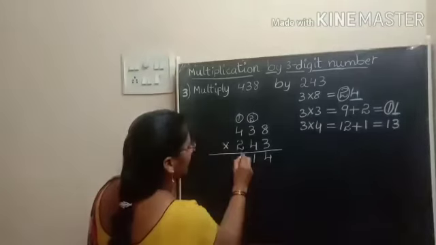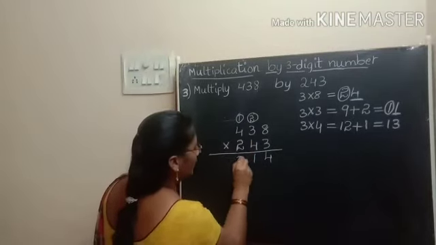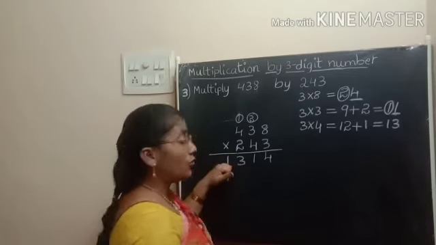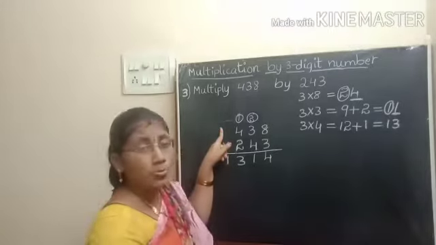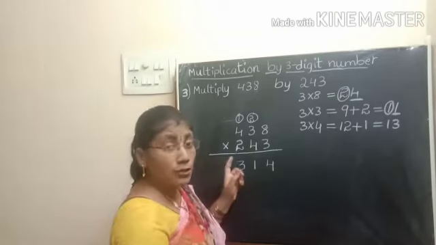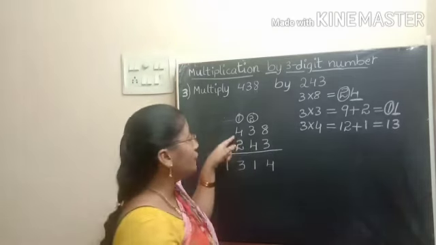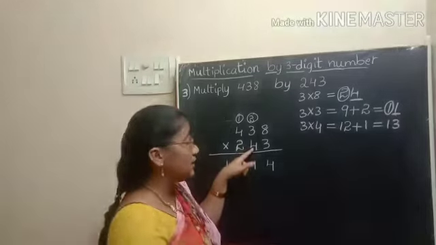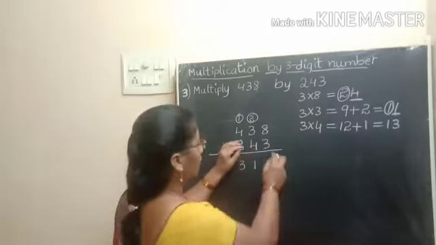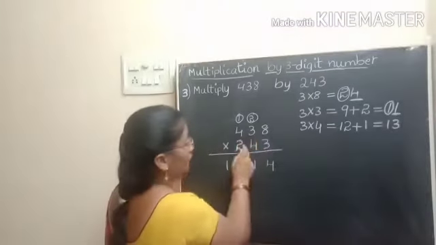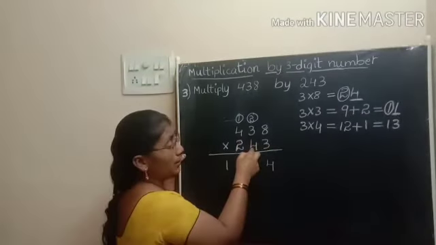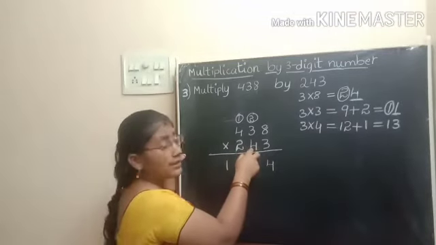Now we have to write 3 and 1 here only because there is no other digit to multiply. Understood, children? Now we have to multiply each and every digit of multiplicand with the digit in tens place of multiplier. Here we have to ignore these 2 digits. Understood? We have to ignore 2 and 3. We have to multiply 438 by 4. This is the digit in tens place.